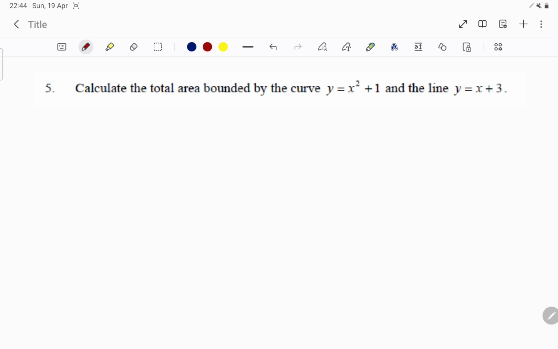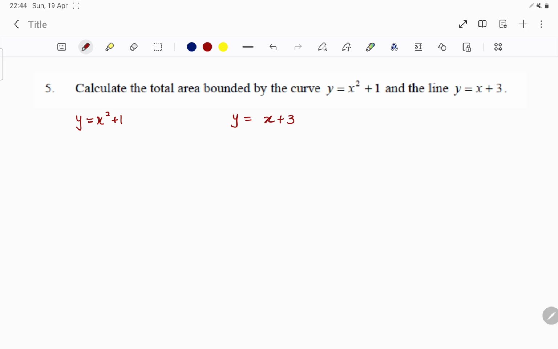So in order for us to find the total area, we have to sketch first, so that you can see where the shaded area is, and then you can find the total area. Right now we have y equals x squared plus 1 and another one, the line y equals x plus 3. For the first one we have y equals x squared plus 1.